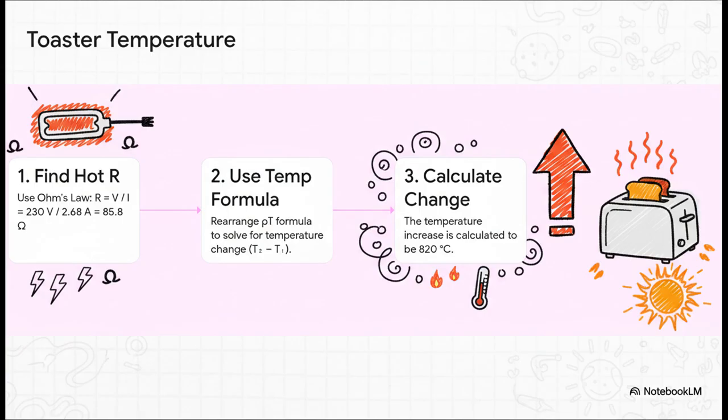First things first, we need to figure out the element's resistance when it's hot. For that, we can use good old Ohm's law. 230 volts divided by 2.68 amps gives us 85.8 ohms. Step 2, we take our temperature formula and rearrange it to solve for the thing we want, which is the change in temperature. Third, we plug in all our numbers, our hot resistance, our cold resistance, and the known alpha value for nichrome. The math tells us the temperature increased by 820 degrees. And finally, step 4, we just add that change to our starting room temperature and we get our final answer, a scorching 847 degrees Celsius.